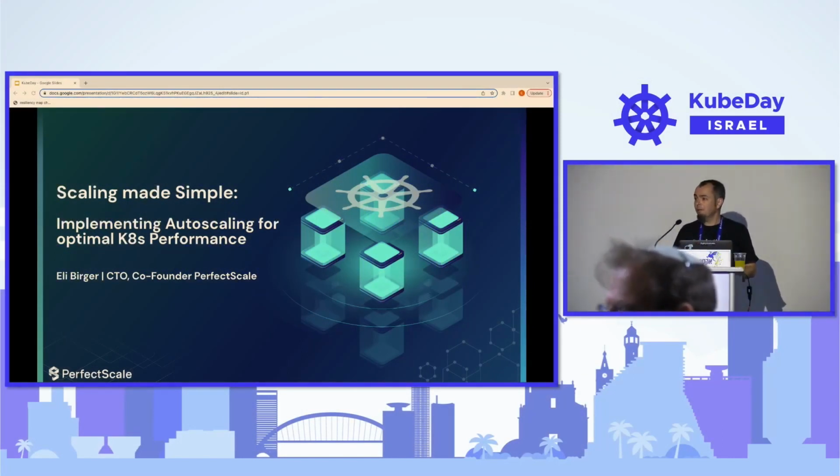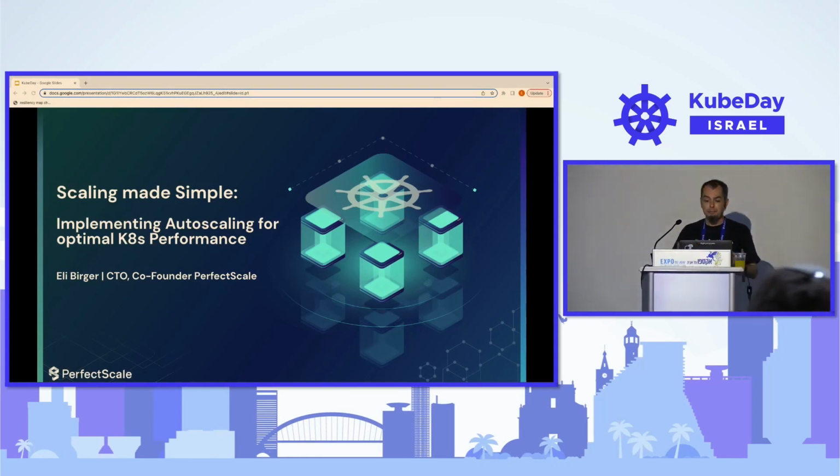Prior to establishing PerfectScale, I spent many years managing DevOps and infrastructure teams. I established large-scale SaaS systems, mainly based on Kubernetes in recent years. And today I'm going to talk from my experience about autoscaling in Kubernetes, how to simplify and understand what Kubernetes autoscaling is.